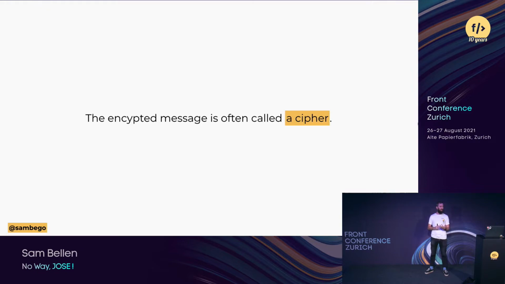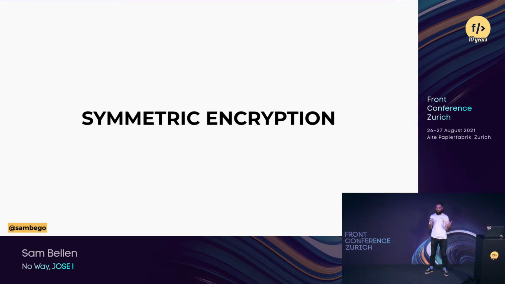An encrypted message is often called a cipher. If we talk about a cipher, it's the output of an encryption algorithm. There's 2 kinds of encryption, symmetric encryption and asymmetric encryption.